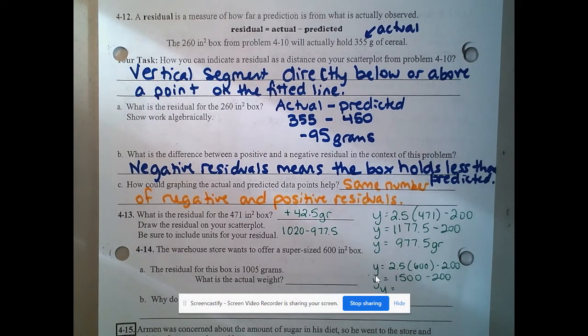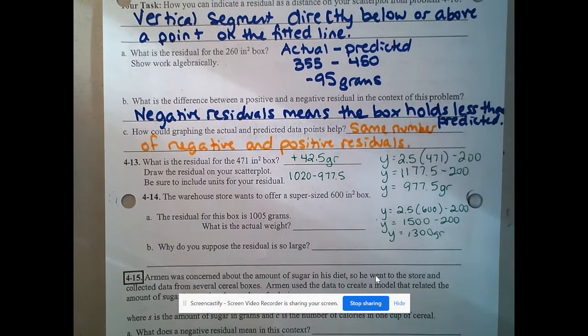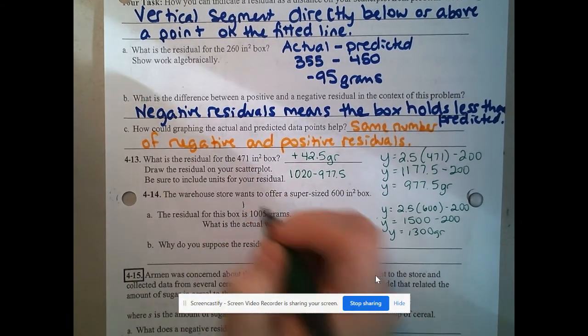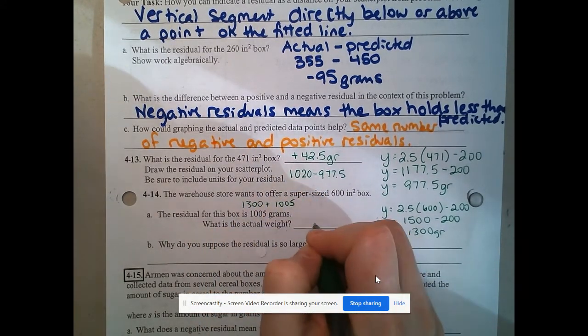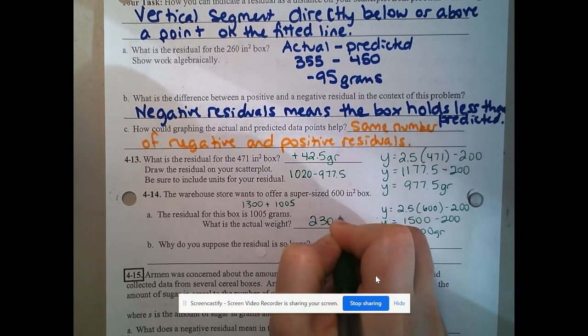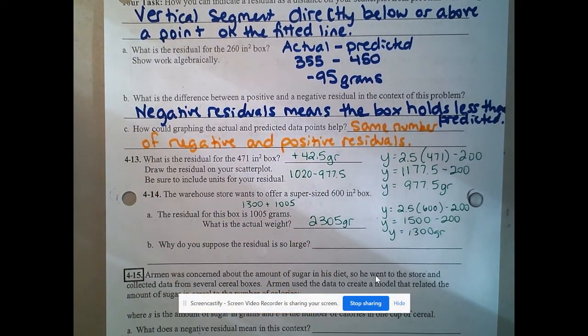I think on my original, I had different numbers, so it's coming up slightly different. 2.5 times 600 is 1,500, take away 200 is 1,300 grams. So we are predicting that it'll hold 1,300 grams, but the residual came in at a positive 1,005. It ended up holding 1,005 more grams than we predicted. So we would add those together. We thought it was going to hold 1,300, but a positive 1,005 residual means the actual weight is 2,305 grams.